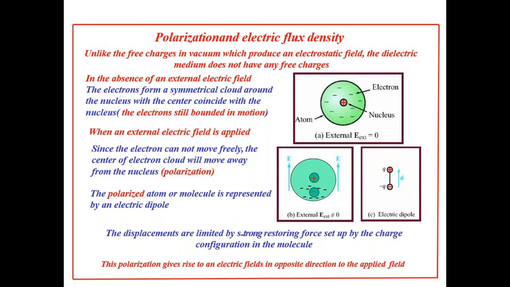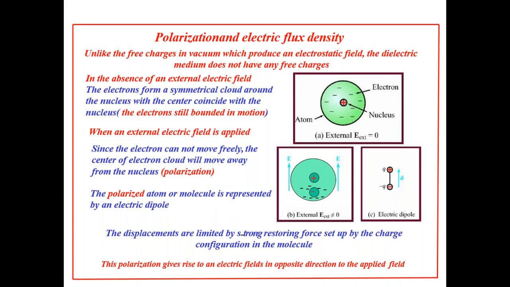When an external electric field is applied, the electron cloud will move away from the nucleus, which is polarization. The polarized atom or molecule is represented by an electric dipole.